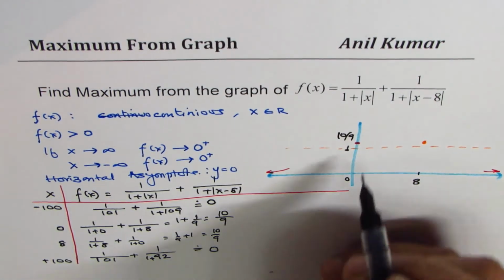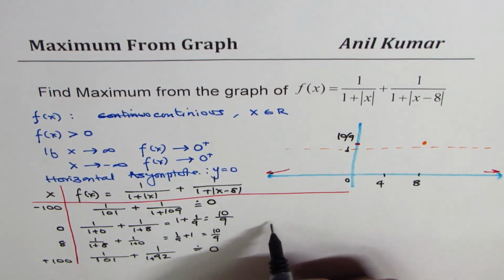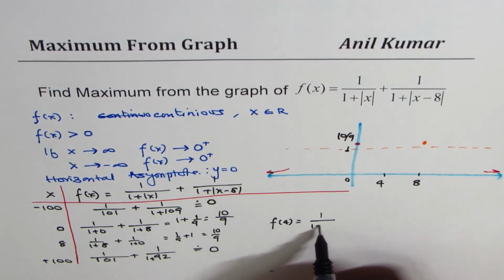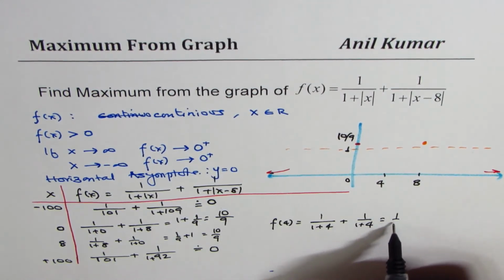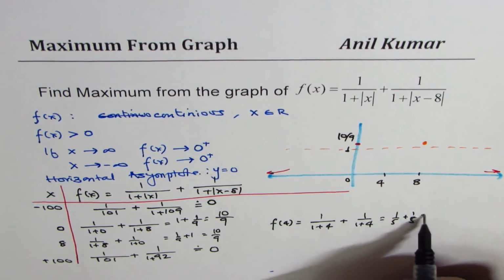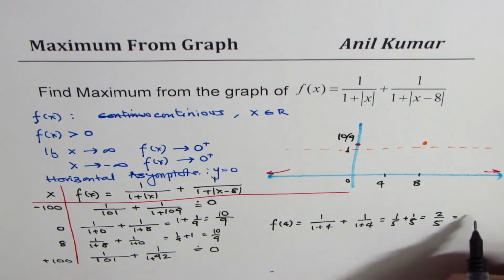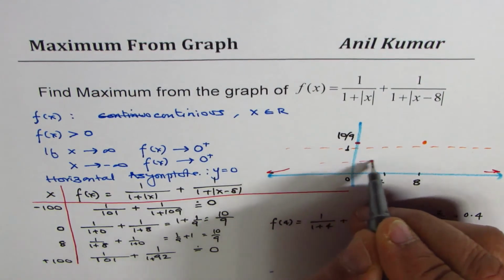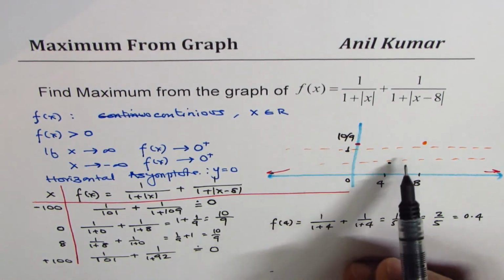Do you see that? In between, we can calculate the value for 4. So what is f of 4? If I substitute 4, I get 1 over 1 plus 4 plus 1 over 1 plus 4, which is 1 over 5 plus 1 over 5, which is 2 over 5, correct? Which is 0.4. So if this is 1, half will be somewhere here, and we get a value slightly less than half. So that becomes the minimum value.